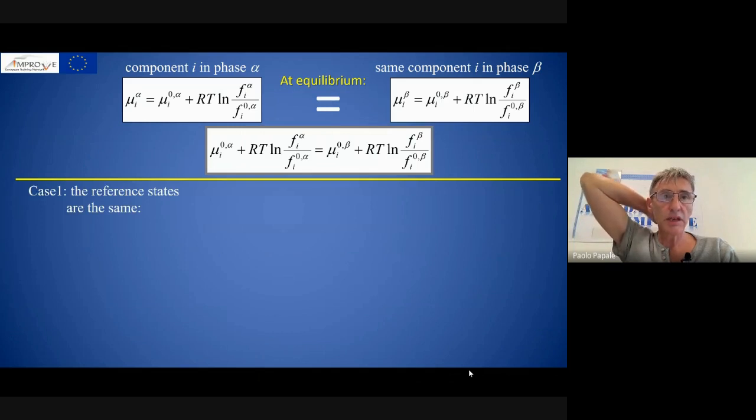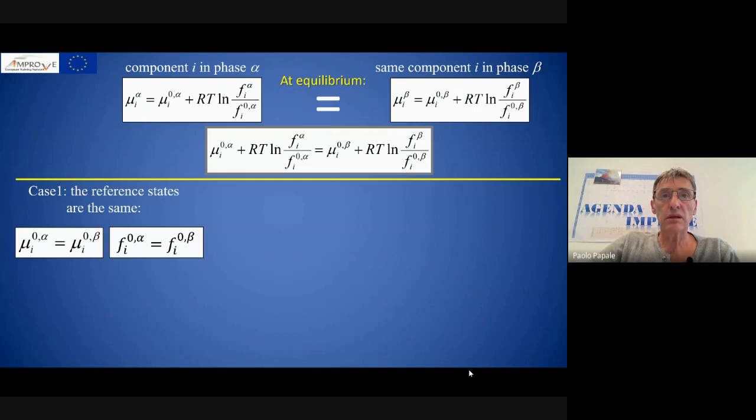Let's start with the case where the two standard states for component I in phases alpha and beta are the same. In such a case, if the reference state is the same, then mu0 for phase alpha is the same as mu0 for phase beta, and f0 for phase alpha is the same as f0 for phase beta. By substituting into the equilibrium equation, the one immediately above the yellow line in this slide, it immediately follows that the fugacity of the component in alpha is the same as the fugacity of the component in beta.